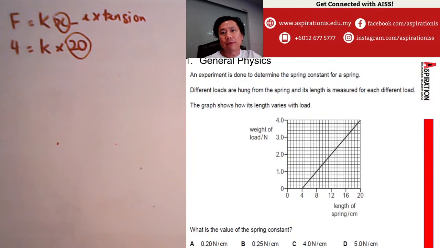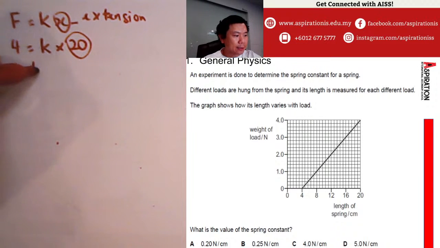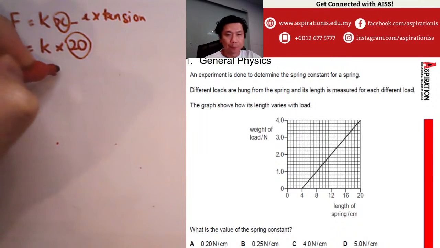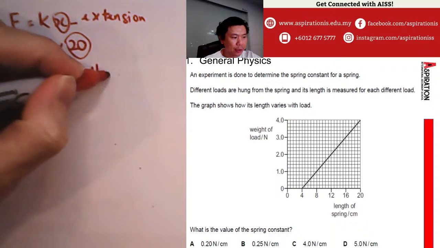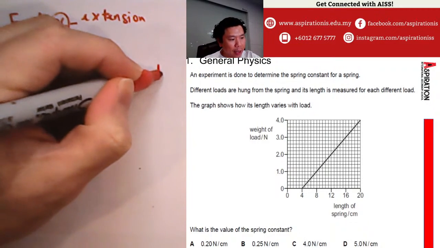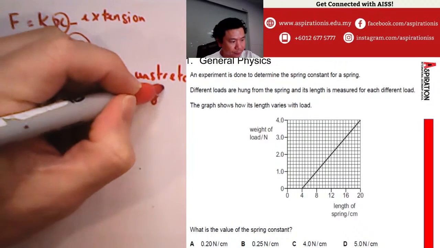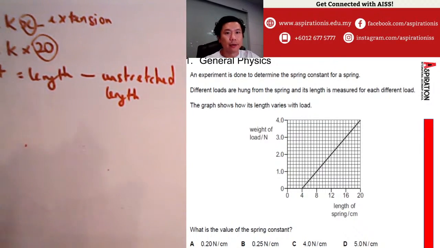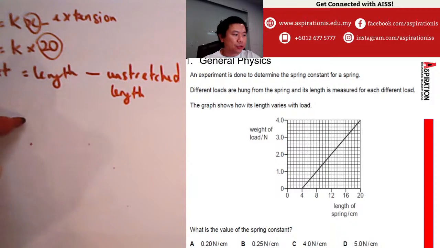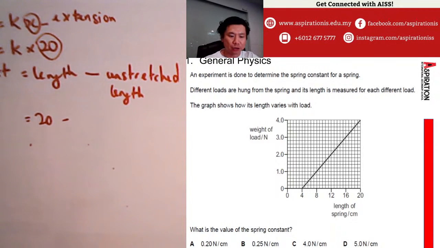So how do we get the extension? Well, I hope you all know that the extension is equal to the length of the spring minus the unstretched length. In this case, the length is 20 cm. But what is the unstretched length? Looking at the graph, what is the unstretched length? Can you key in the unstretched length in the chat, please?